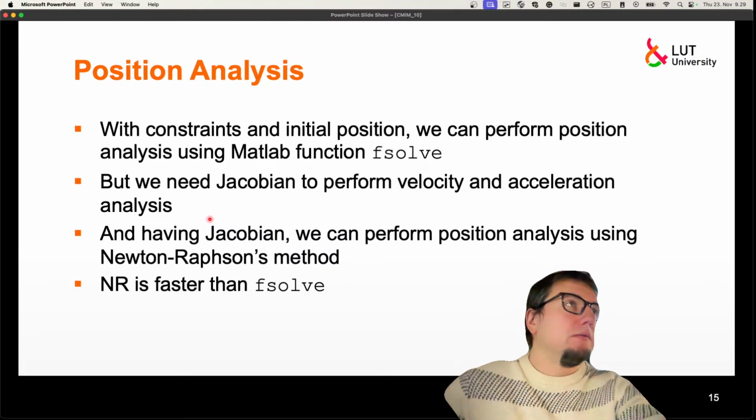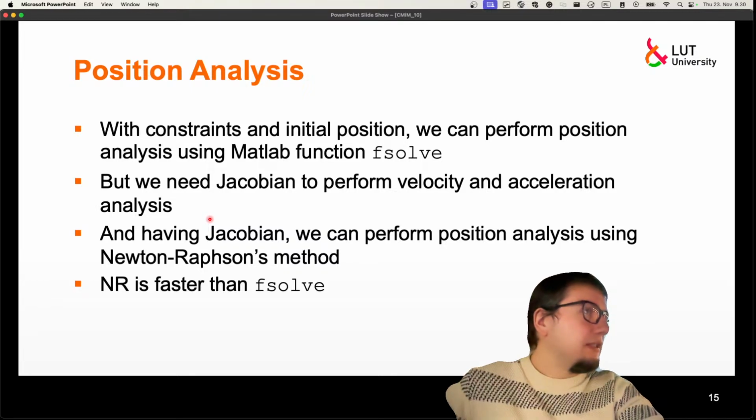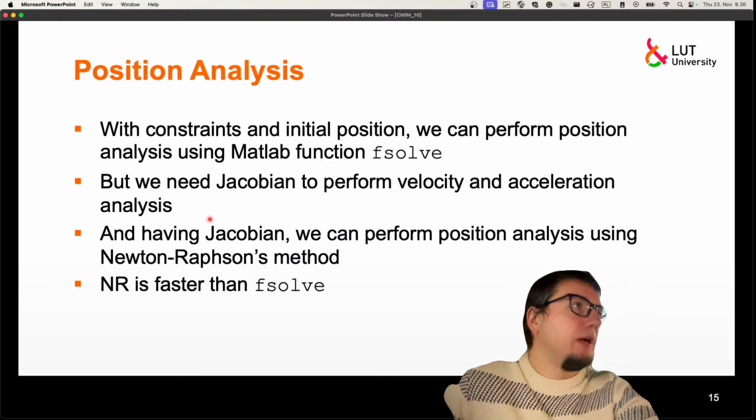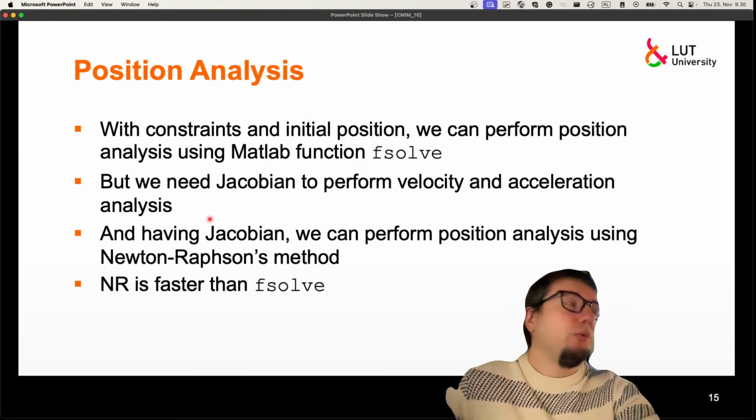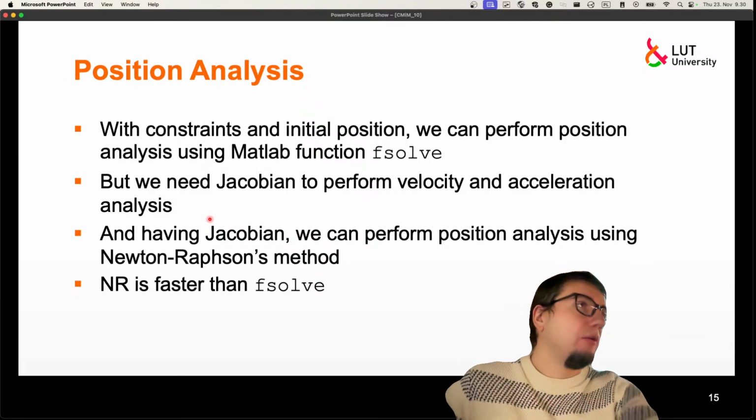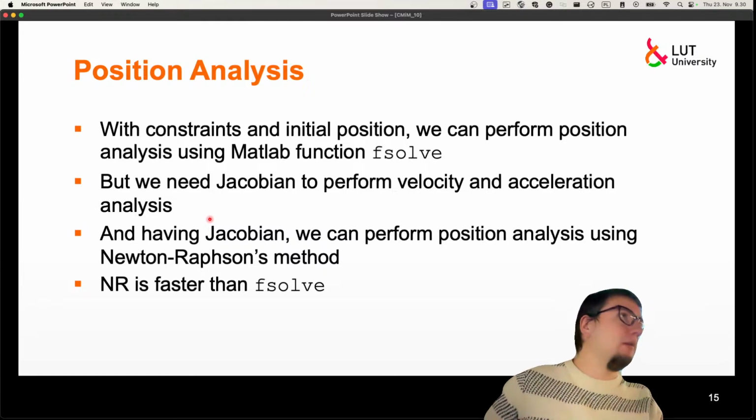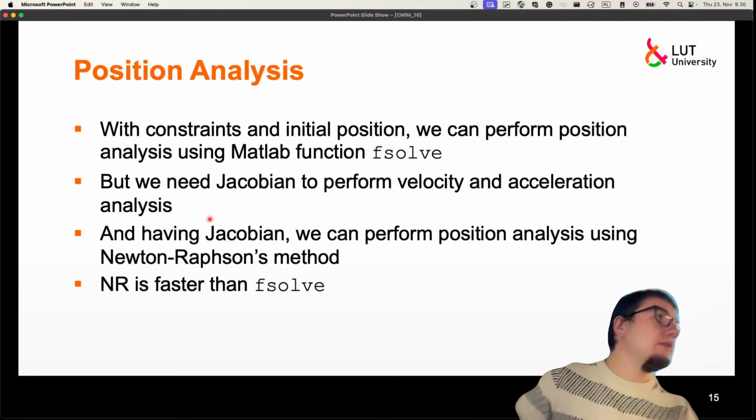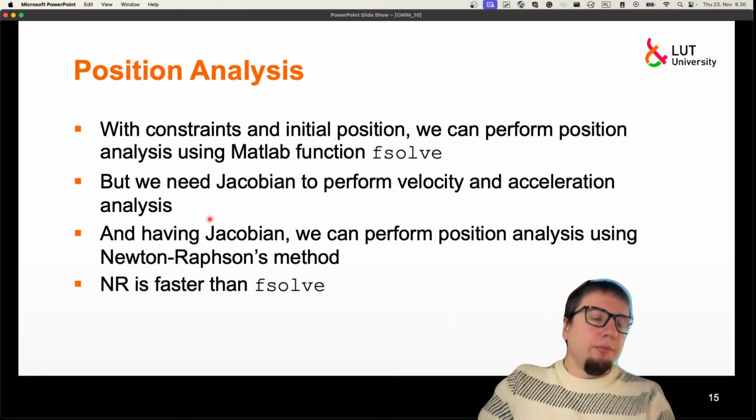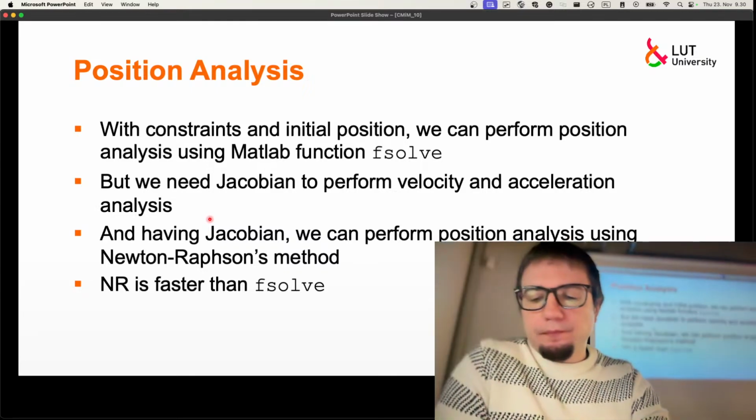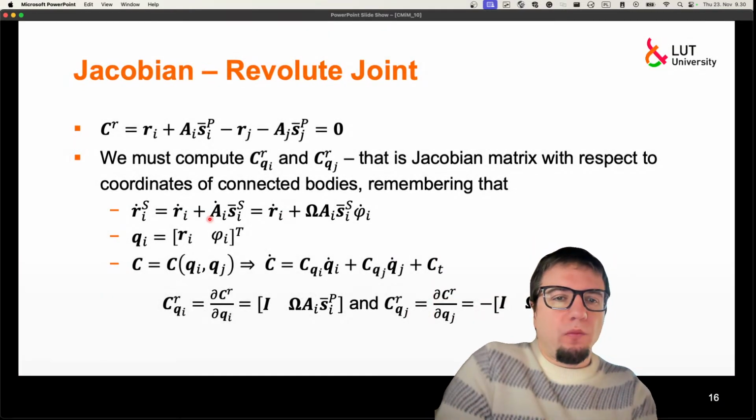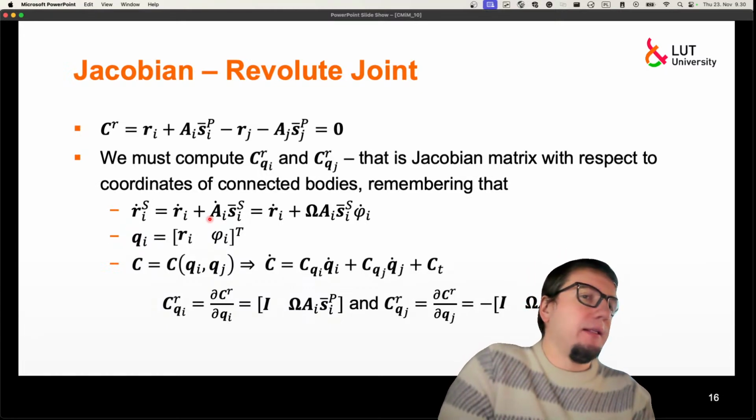And second, a disadvantage of using Newton-Raphson is that we need the Jacobian of our constraints. But we need this Jacobian to calculate velocities and accelerations. So we still need it. So if we already have the Jacobian, we can use Newton-Raphson, which is faster, because, why not? And now we are at the stage of Jacobian.